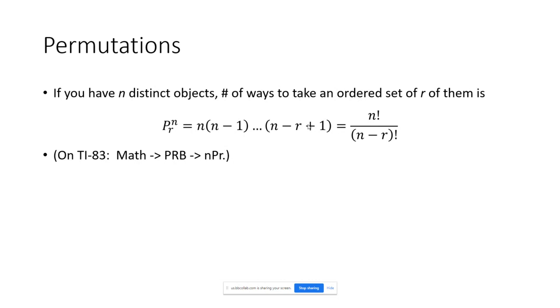A shorthand way of writing this is as n factorial is going to be the product of all the integers from n to 1. And then we would just divide by n minus r factorial. So just get rid of all of the factors that we don't want to multiply. So n minus r, minus 1, all the way down to 1. Questions about this formula?